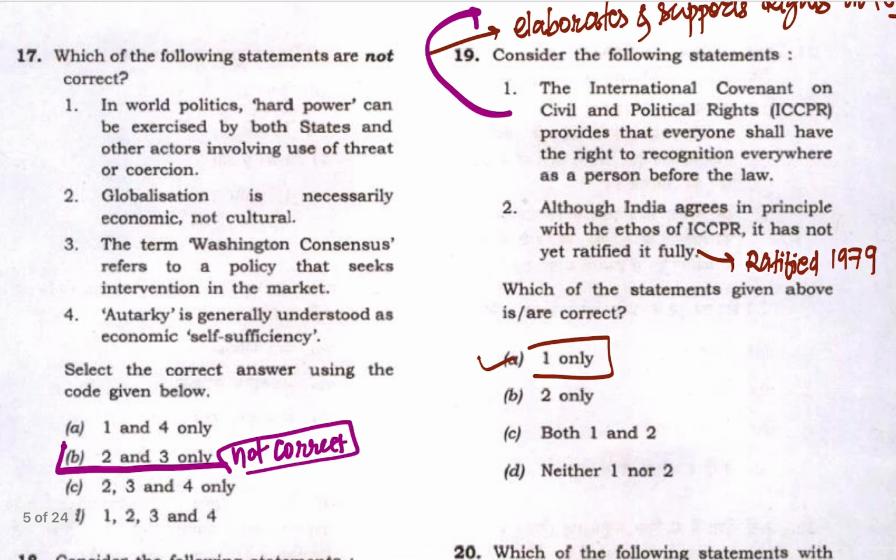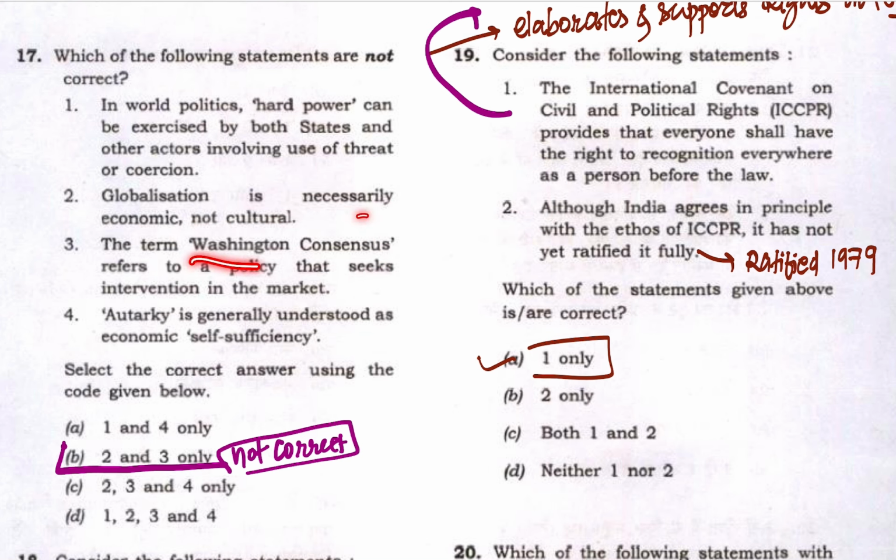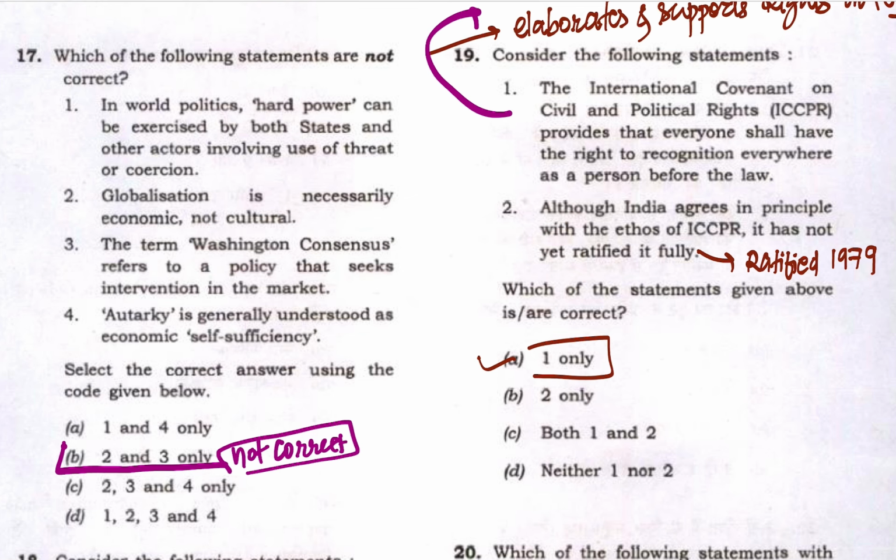Now talk about hard power and soft power. So hard power is when a state or any group uses a threat or coercion, it is called hard power. Now the Washington Consensus talks about trade liberalization. It talks about opening up economies so that there is a free flow of goods and services. So that is about the Washington Consensus.